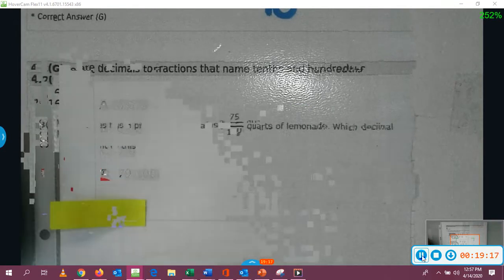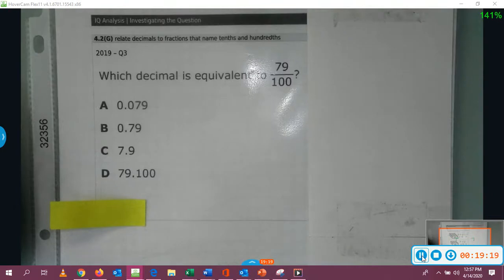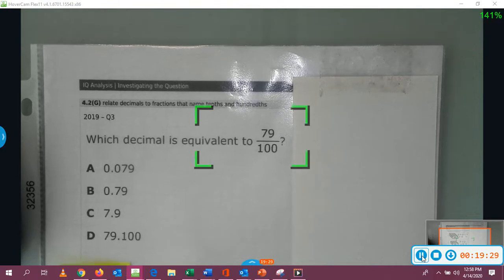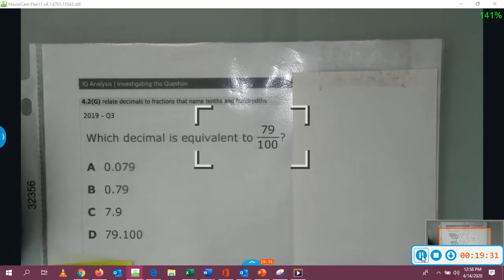Same type of question on this 2019 question from the STAAR Release Test. It says which decimal is equivalent to 79 hundredths. You can stop right now, pause the video, answer the question, come back.